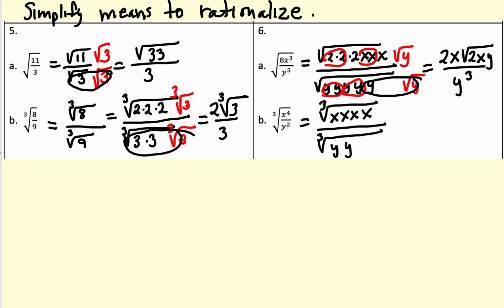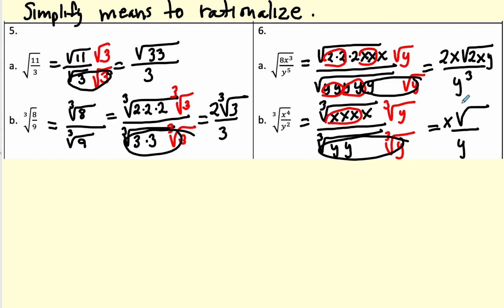Over here, I'm looking for groups of 3. So here's a group of 3. I don't have groups of 3, so I'll have to multiply so I can get my group of 3. But whatever I do to the denominator, I must do to the numerator. And now I have this group of 3, so I don't have to write the radical anymore. I'm going to pull out one of my x's, and then what I have left is an x, and I still have that y from what I had over here.